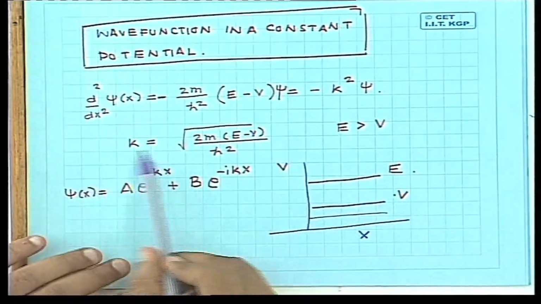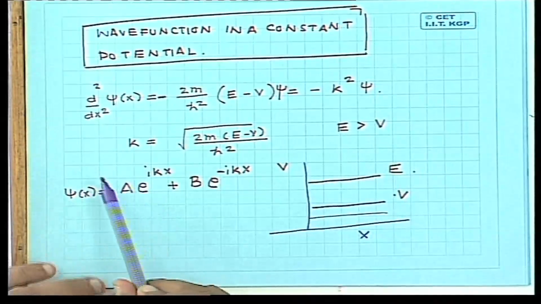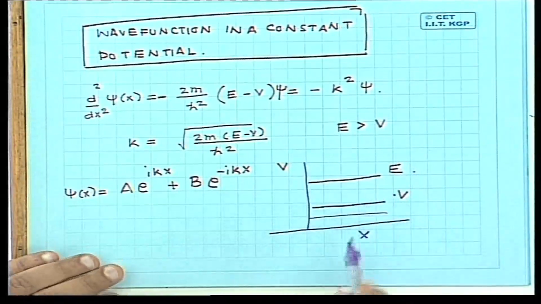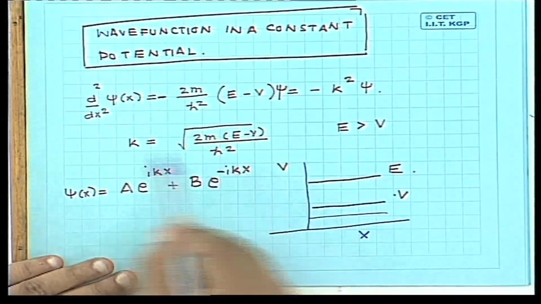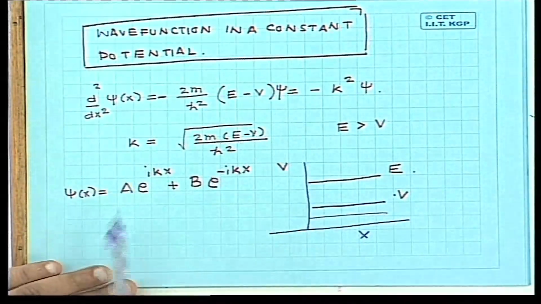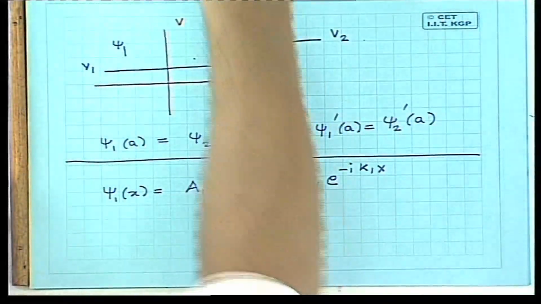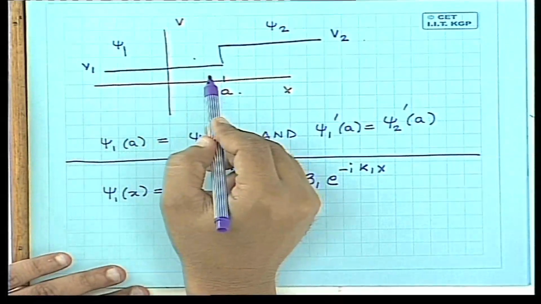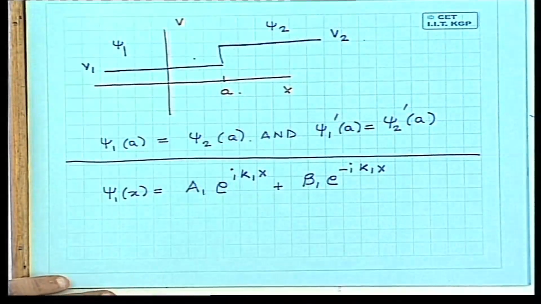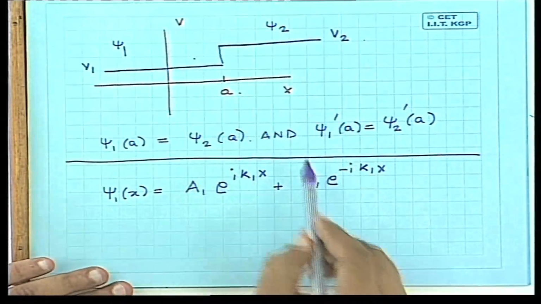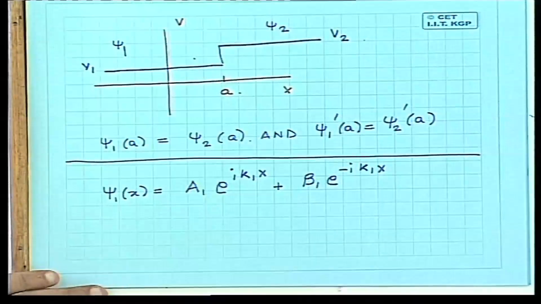So the wave function is just, if the energy is greater than the potential, then the wave function we have seen is this, where k is related to the potential in this way. On the left hand side we have a different value of k from the right hand side. The value of k on the left hand side I am calling k1, and on the right hand side I am calling k2, in the region V2.